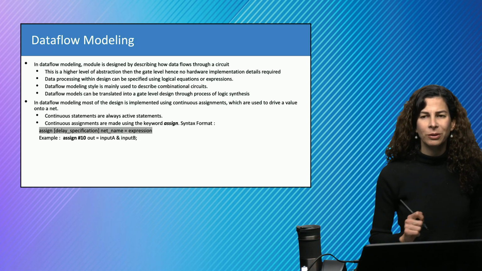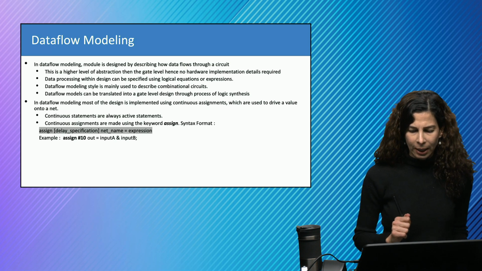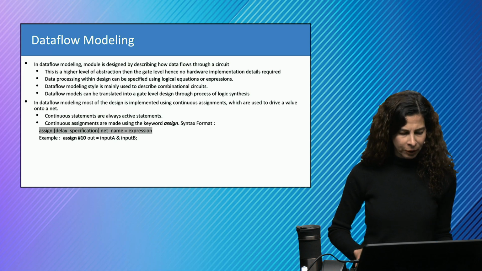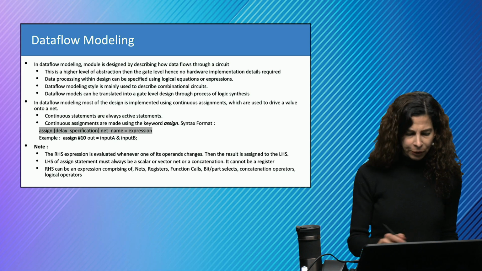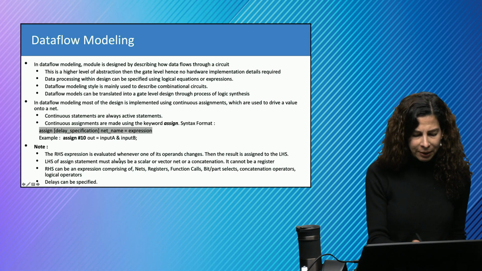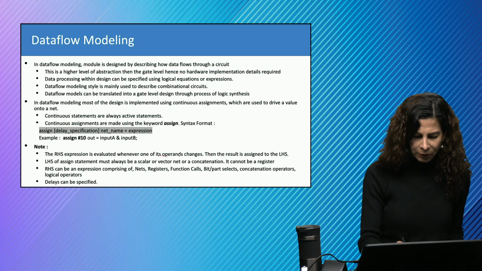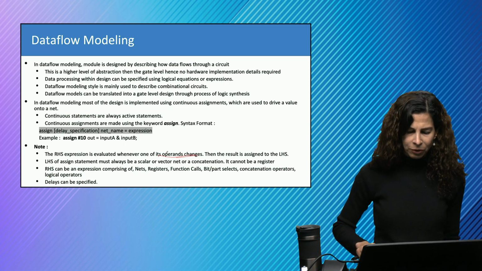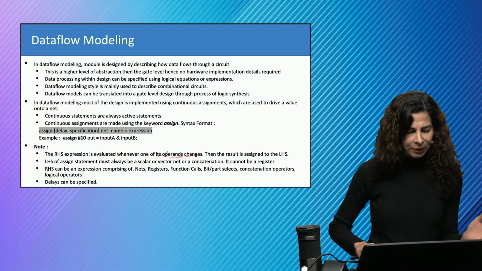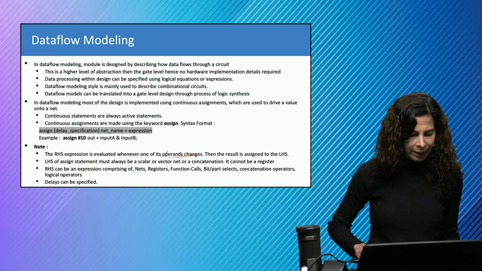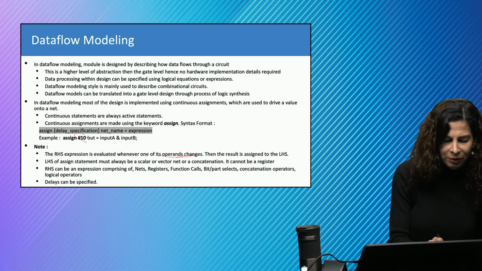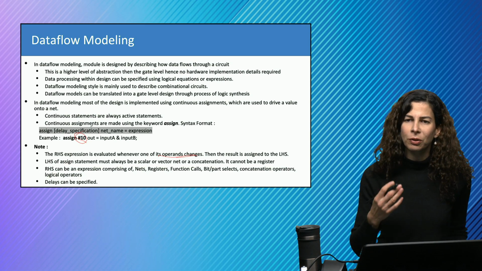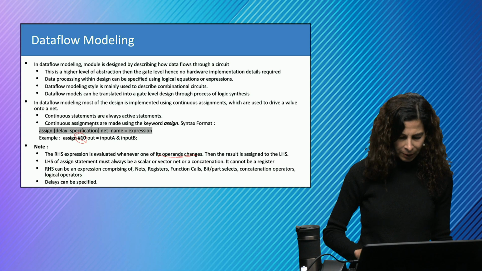In data flow, we use a continuous statement to derive a value into an output net, and we've seen this before for combinational logic. If you remember from before, this is going to be evaluated whenever the operand changes, and the left-hand side must be a scalar or vector. It cannot be a register, while the right-hand side could be anything, and the delays can be specified. So this is something that, as we discussed, is not synthesizable to hardware, but it's useful if you're doing simulation in this setting.